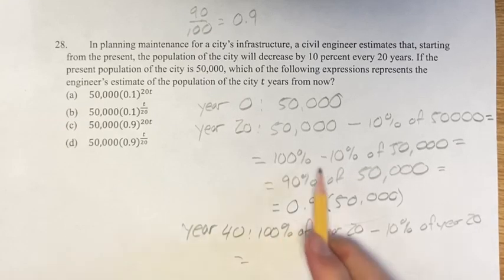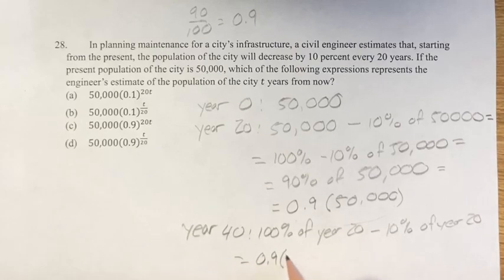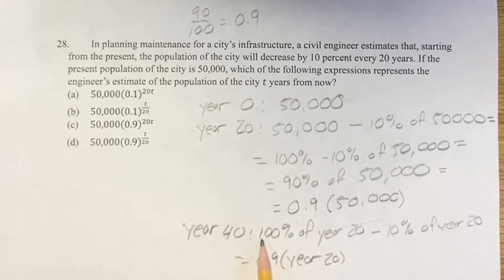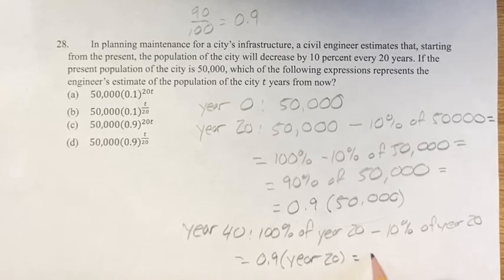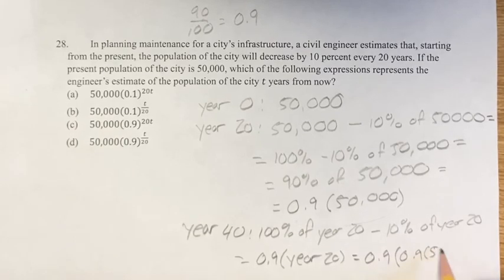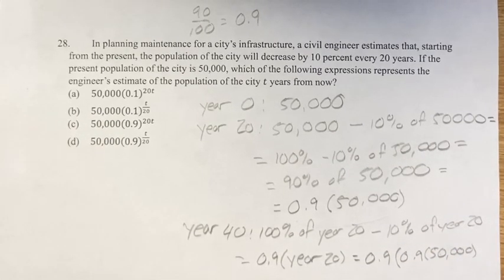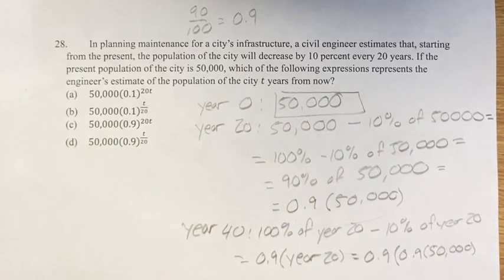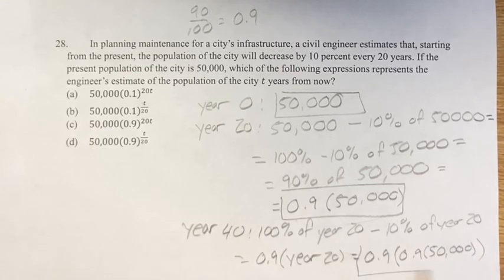So this is going to be 90% of this, which is equal to 0.9 times year 20. Again, just skipping these steps because we just saw that 100% minus 10% results in multiplying by 0.9. So we're going to multiply by 0.9. What is year 20? Well, we have 0.9 times year 20 is 0.9 times 50,000. And so we're seeing 50,000, then 20 years from now, we have to multiply it by 0.9. Then 20 years from that, we have to multiply by 0.9 again.